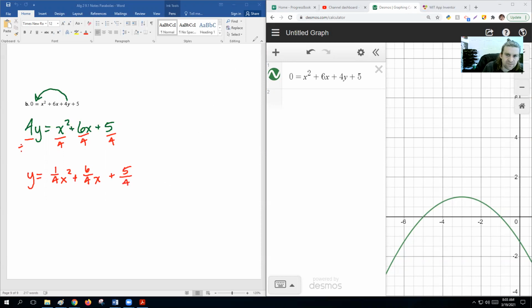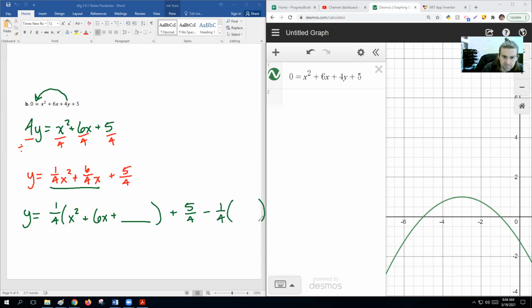Now the reason why we didn't simplify it is because the next thing that we need to do is factor out that 1/4. So we take the 1/4 from the x squared plus, if we factor out 1/4 from 6/4, that just becomes 6. We have our blank, and we still have our plus 5/4. Now we can't put a blank here unless we put an opposite blank next to it. So instead of adding the 1/4 times the blank, we're going to subtract the 1/4 times the blank.